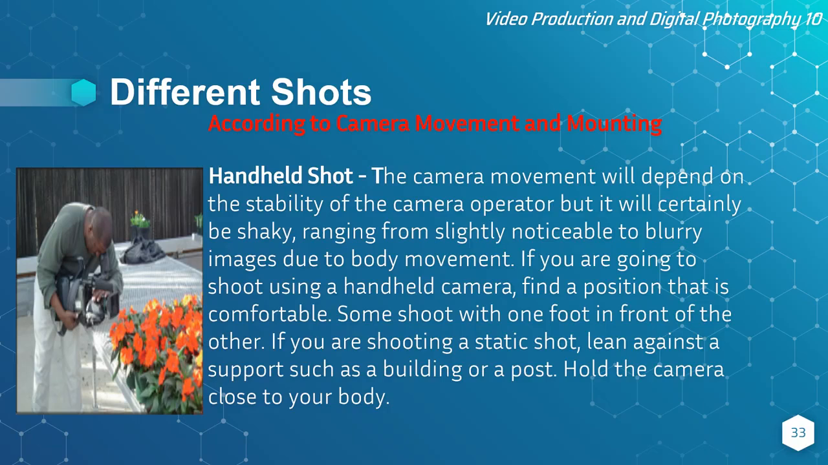If you are going to shoot using a handheld camera, find a position that is comfortable. Kailangan komportable ka. Some shoot with one foot in front of the other. Yung isang paa mo nakauna. If you are shooting a static shot, lean against a support such as a building or a post. Hold the camera close to your body. So kailangan talaga komportable ka para maiwasan mo ang panginginig.